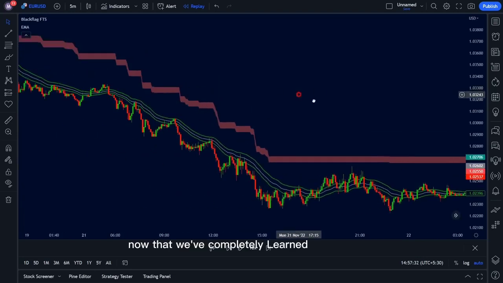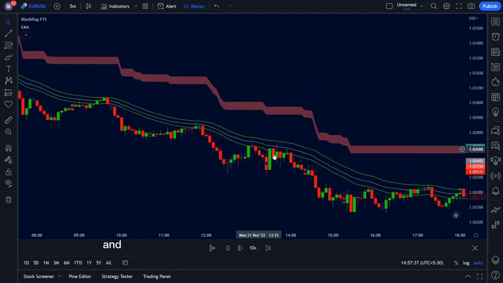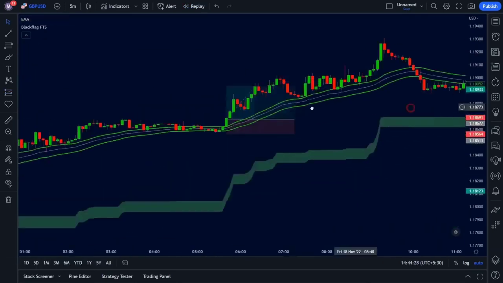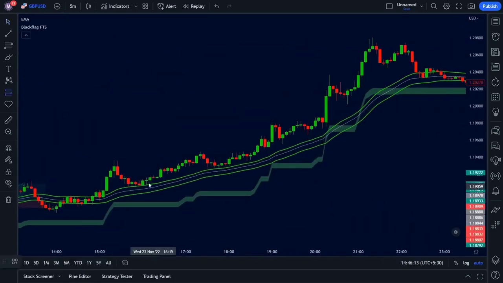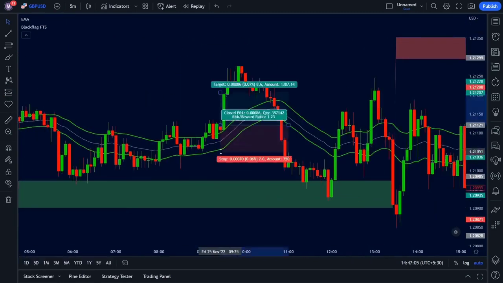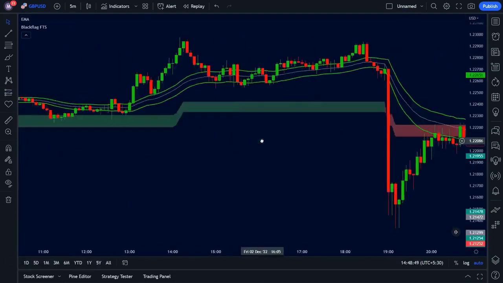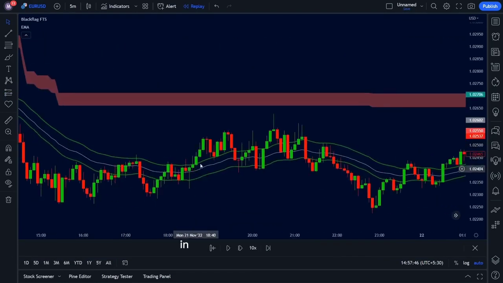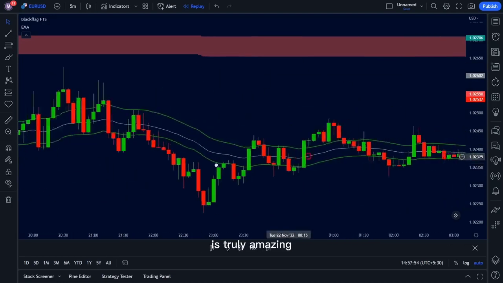Now that we've completely learned this strategy, I want to test it on the GBP USD chart with the 5 minutes time frame. And I want to see how much profit we could have made in these trades using this strategy. Now let's see how much profit is made with just these 30 trades. In only 30 trades in the GBP USD chart, we achieved nearly 300% profit. And this much profit in such few trades is truly amazing.